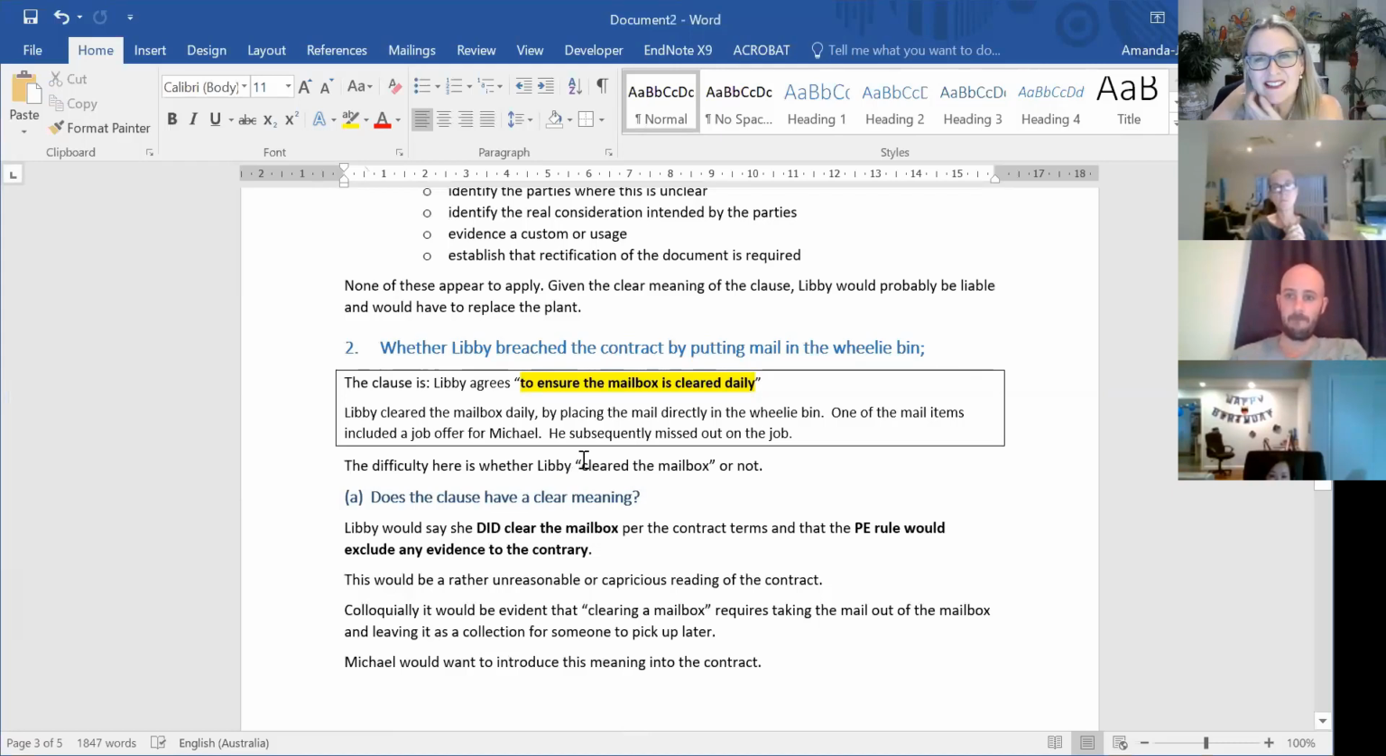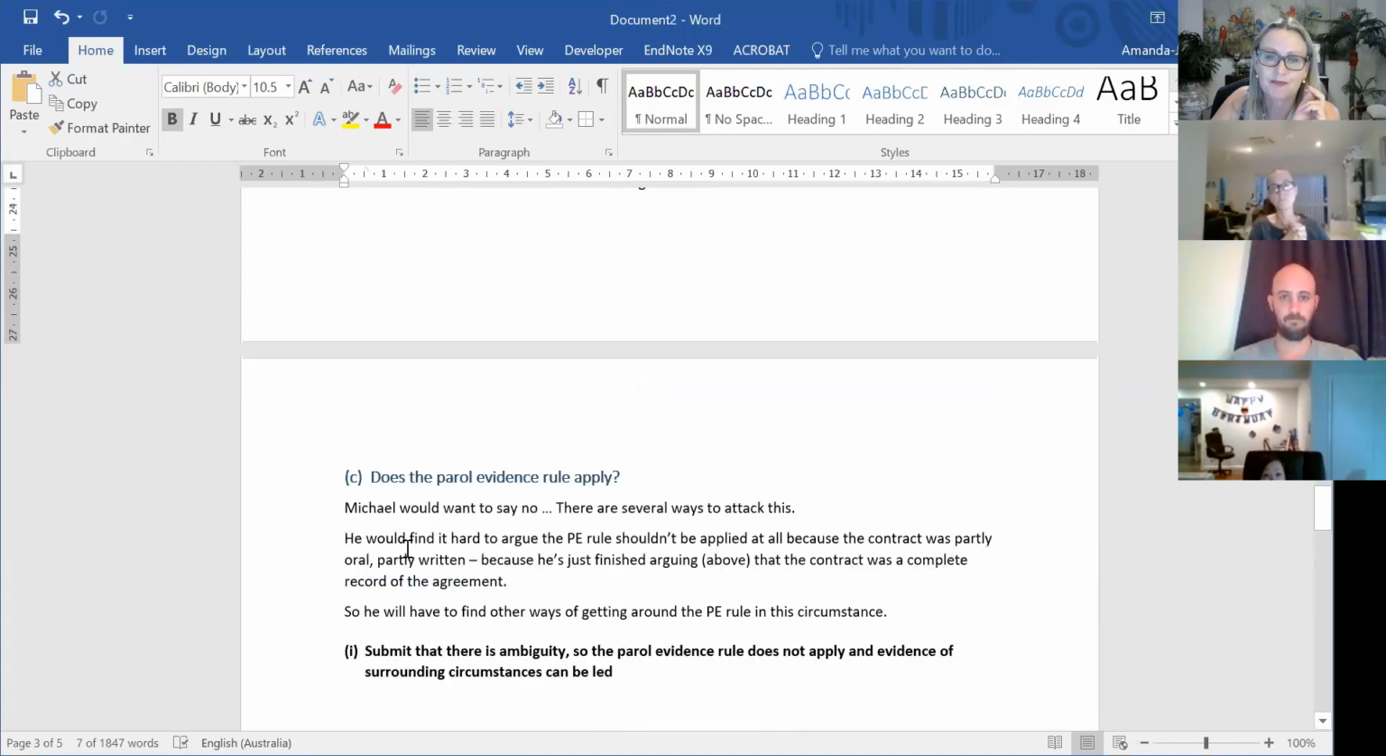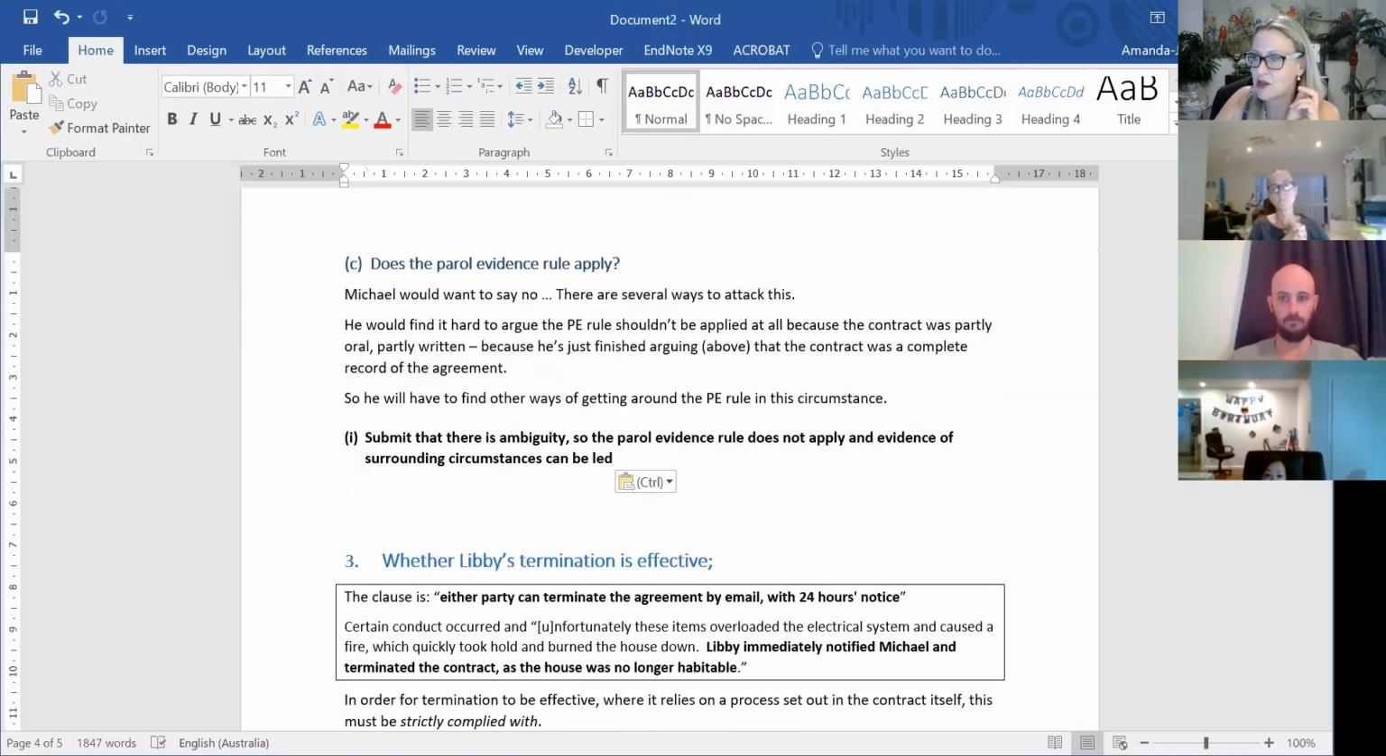Everyone knows what it means in a reasonable person's sense, but when you're looking at these words, it just covers the conduct that relates to actually taking the mail out of the mailbox. It doesn't speak to the issue of what's to happen to that afterwards, does it? It only requires her to take the mail out of the mailbox. So I think you could argue.